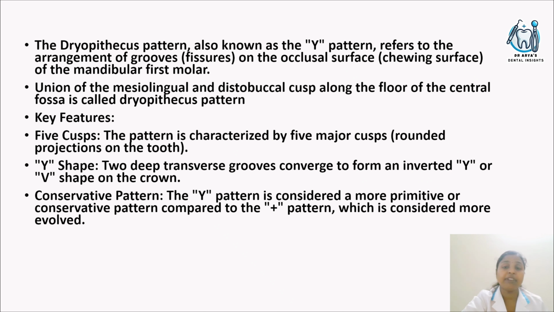So what is the Y pattern? Dryopithecus pattern. It refers to arrangement of grooves on the occlusal surface, that is chewing surface of the mandibular first molar. That is the Dryopithecus pattern or Y pattern. Here, union of mesiolingual and distobuccal cusp along the floor of central fossa is called Dryopithecus pattern. And the key features are 5 major cusps, Y shape, 2 deep transverse grooves converge to form inverted Y or V shape on the crown. The Y pattern is considered more primitive or conservative pattern compared to the plus pattern, which is considered more evolved.